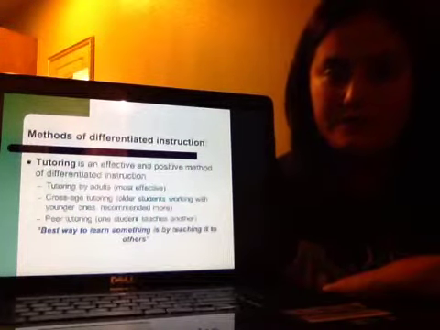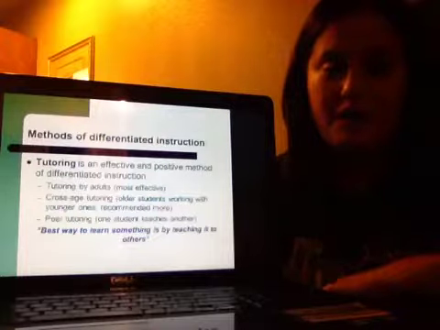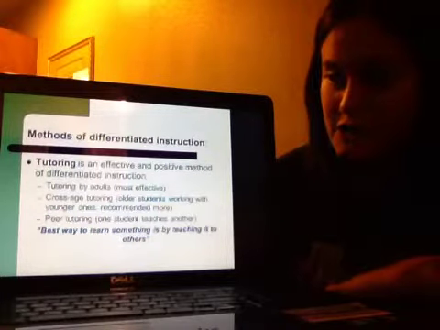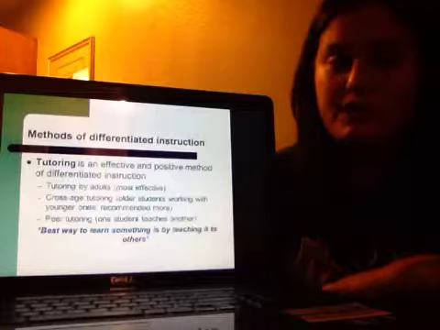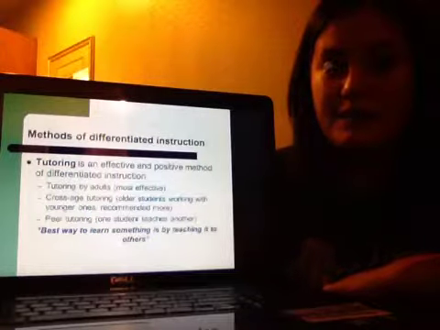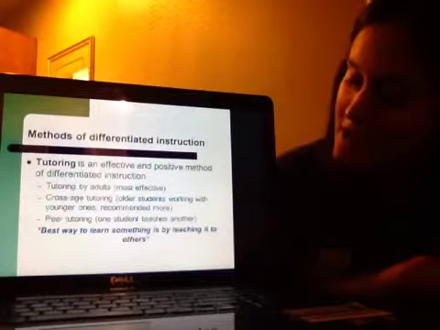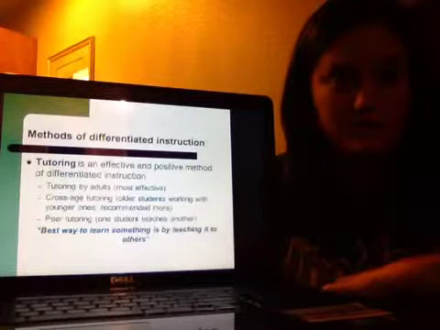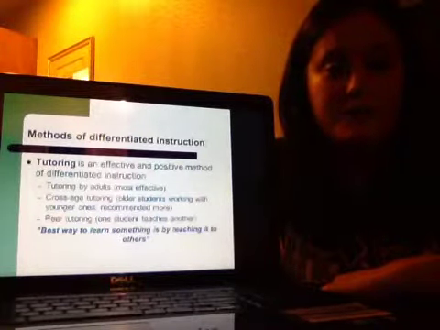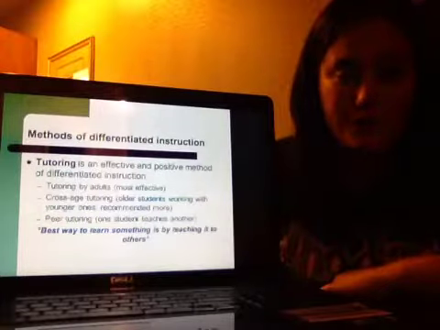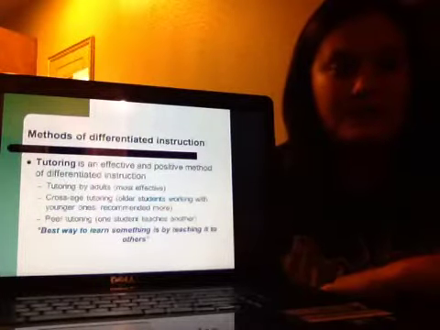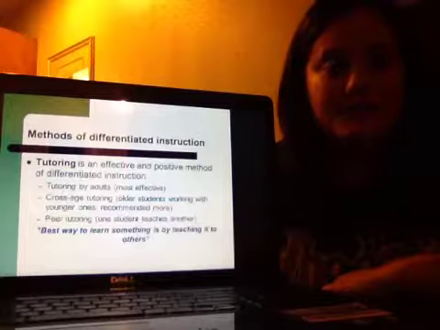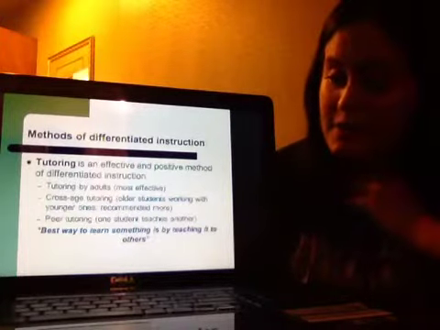There are a few methods that are discussed in the book for differentiated instruction. One of them is tutoring. It's the most effective way and positive method. There are 3 different types of tutoring that are also discussed in the book. The first one is tutoring by adults or tutoring by teachers. It's said that it's the most effective way of tutoring.